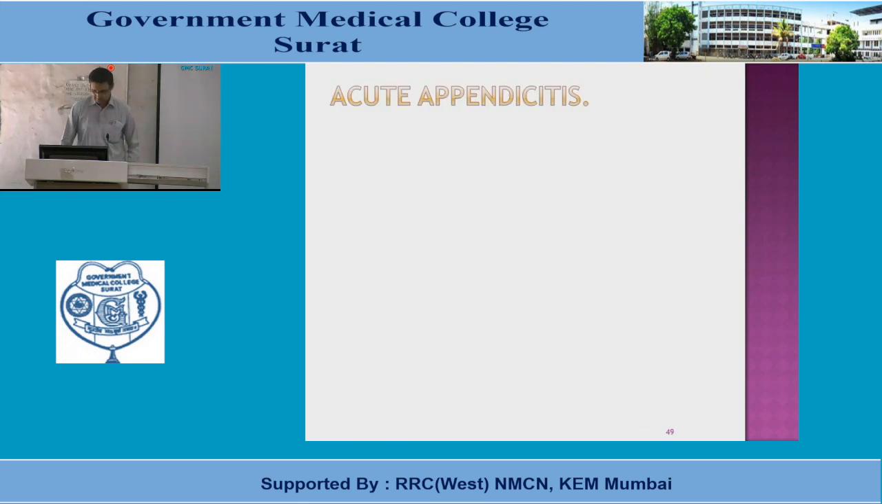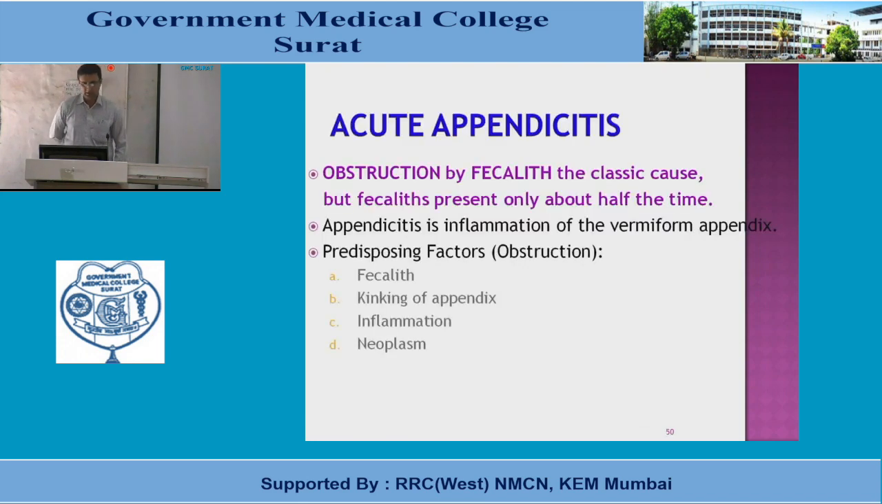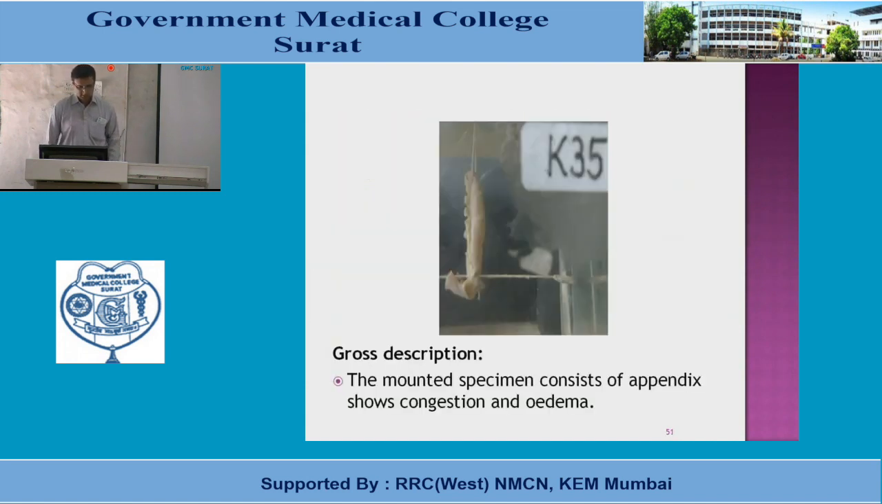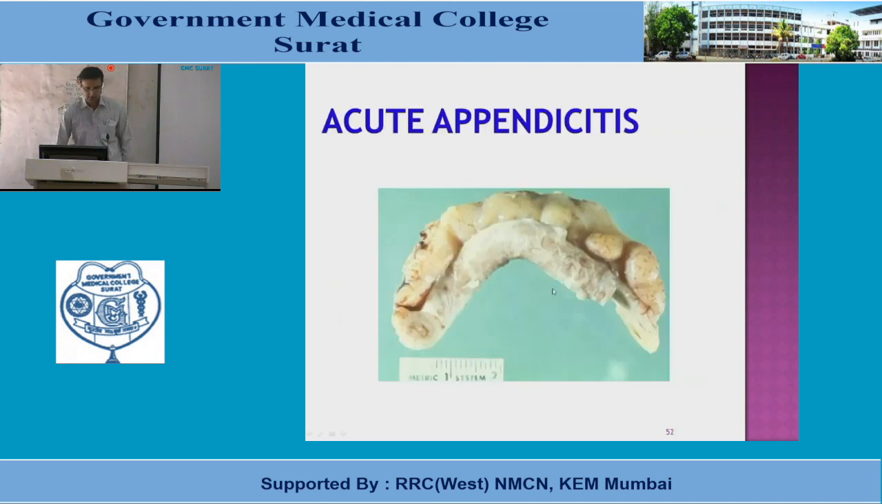Now acute appendicitis. Acute appendicitis is most commonly due to obstruction by fecalith, and other predisposing factors are kinking of the appendix, inflammation and neoplasm. Appendicitis is inflammation of the vermiform appendix. See, here there is a gross examination of appendix, which shows congestion and edema. See, this is a gross examination of the appendix. This one is periappendicular fat.